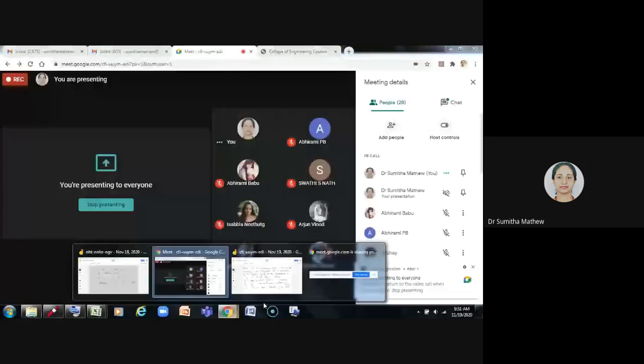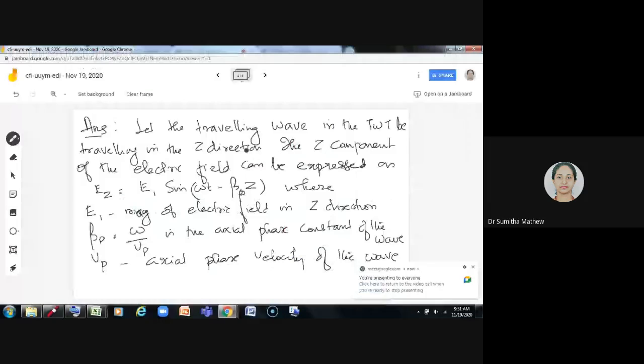the traveling wave. So let us assume that the traveling wave in the TWT is traveling in the Z direction. Always we start by assuming the Z direction as the direction of propagation for any wave. Usually that is the case. So here also we start by assuming the traveling wave in the TWT. I hope you can read my handwriting. Anyway, I have given you the written notes.